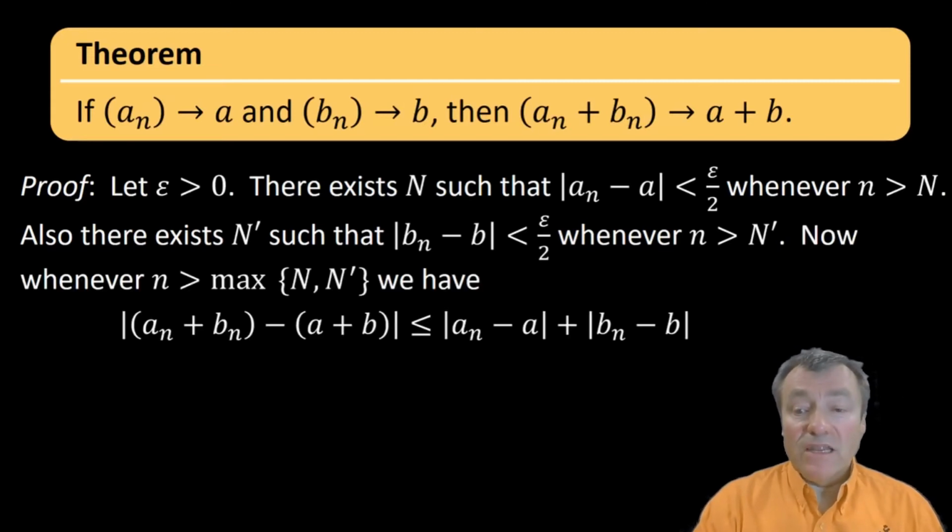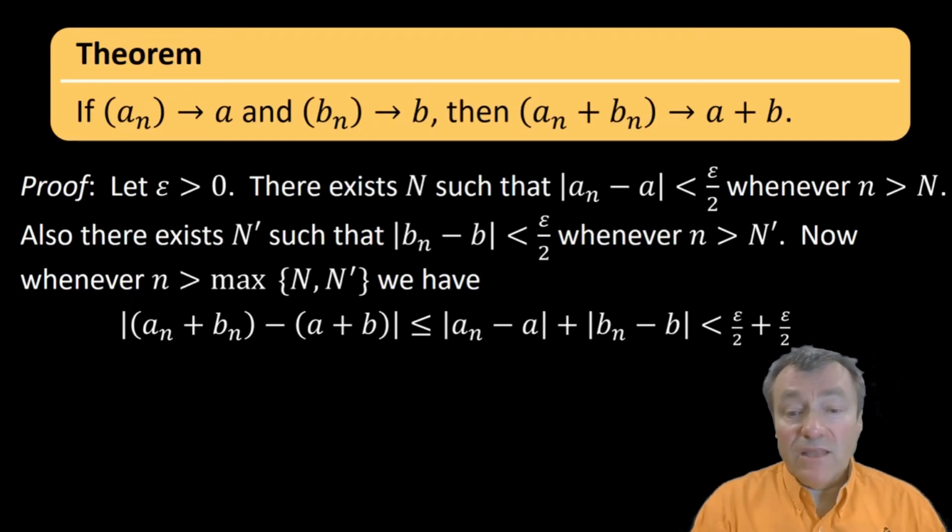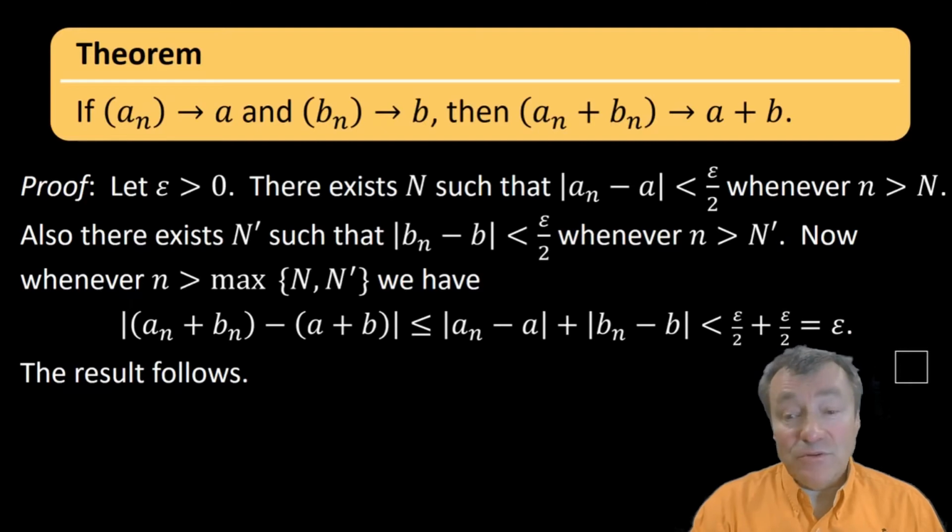Now, whenever little n is bigger than the maximum of capital N and capital N prime, both of the above bounds hold. So by the triangle inequality, you get this bound for a_n plus b_n, and the right-hand side is less than epsilon over 2 plus epsilon over 2, which is epsilon. Then that's all there is to the proof.